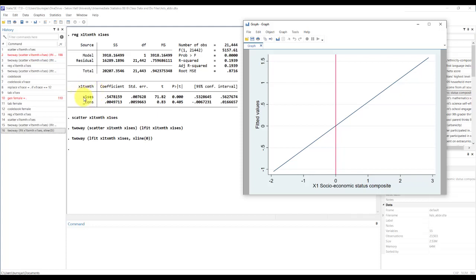Then the coefficient here is the mx part of the equation for a line, and so the m is going to refer to a sort of multiplier, and x is going to be the coefficient here. And so the standard interpretation here is for a 1 unit increase in SES predicts a 0.55 unit increase in math score. So we can see how that corresponds to the visualization over here.